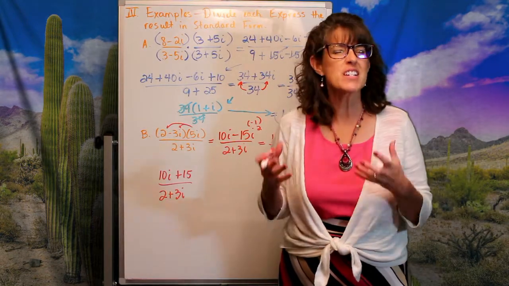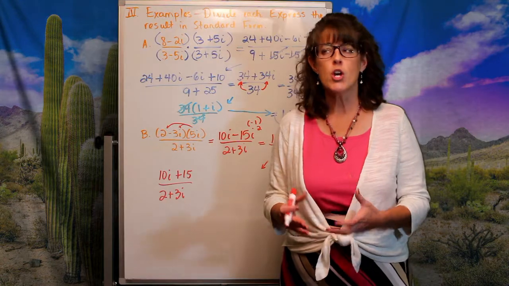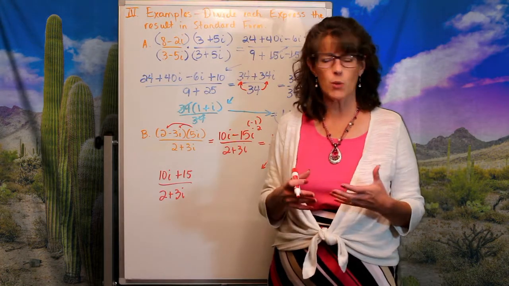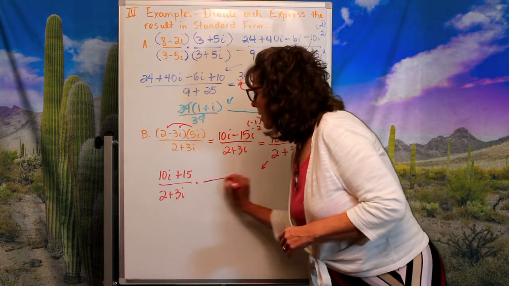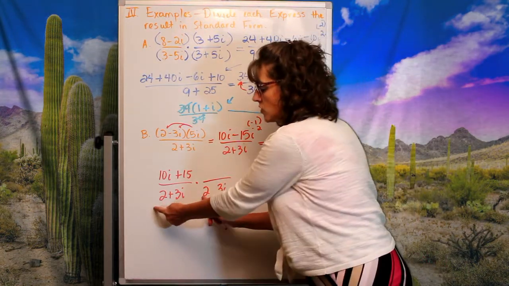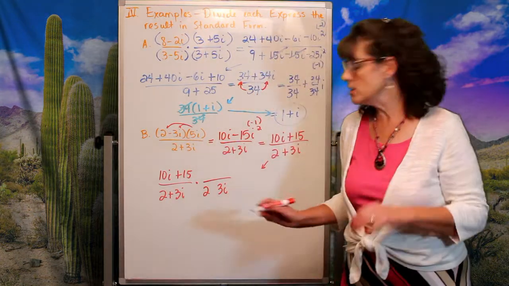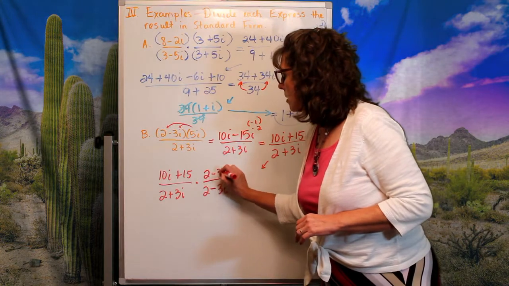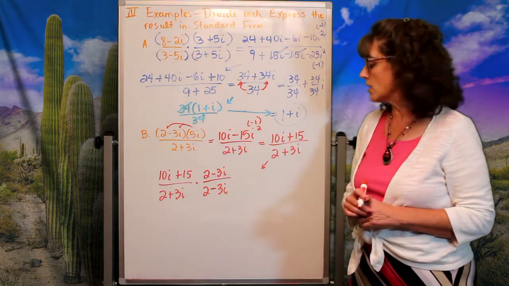Again, very similar to radicals. So hopefully all these similarities are going to make life easy on you in terms of remembering what to do. So I'm going to multiply numerator and denominator by the conjugate of the denominator. Remember, conjugate has the same two terms. The only difference is the sign that's between them. So numerator and denominator by 2 minus 3i.